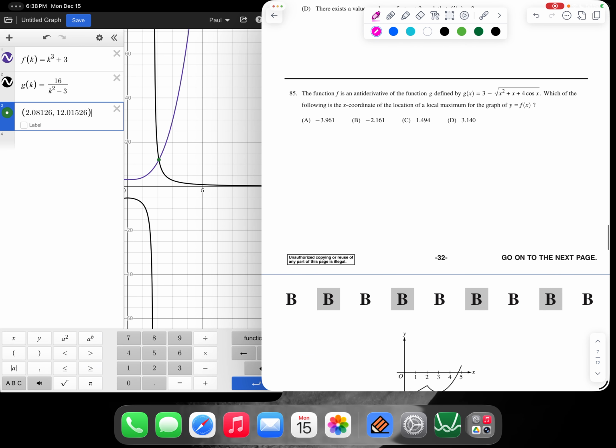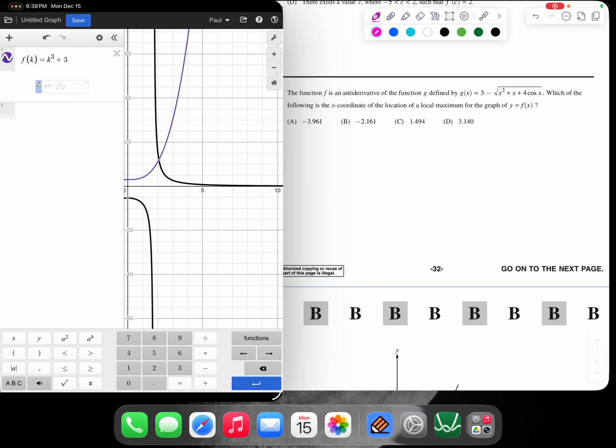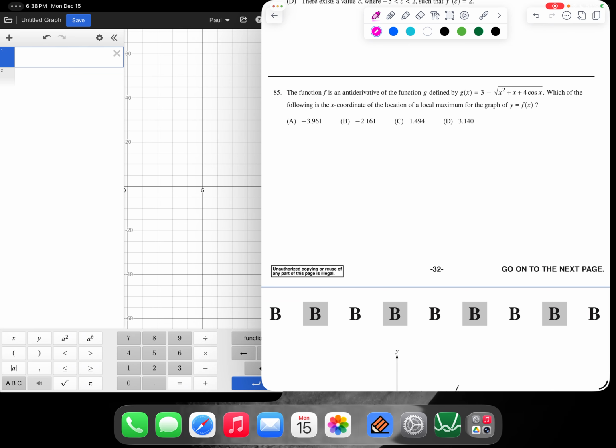Probably not that one. All right, let's look at 85. For 85, the function f is an antiderivative of the function g, where g is defined by something kind of monstrous. Which of the following is the x-coordinate of the local maximum for the graph of y equals f of x? Okay, can't stress this enough here. They're not asking for a maximum on g of x. They're asking for a maximum on f of x. Here I'm going to show you what I think is probably the easiest way to solve this one.